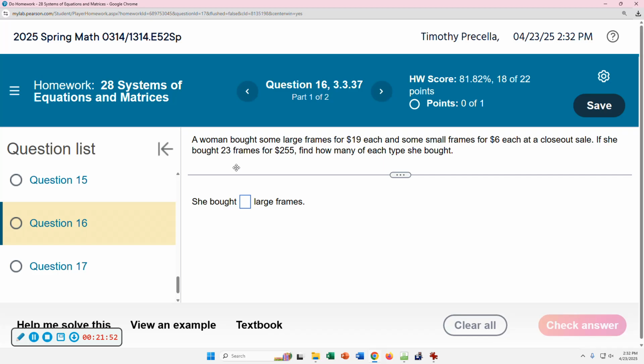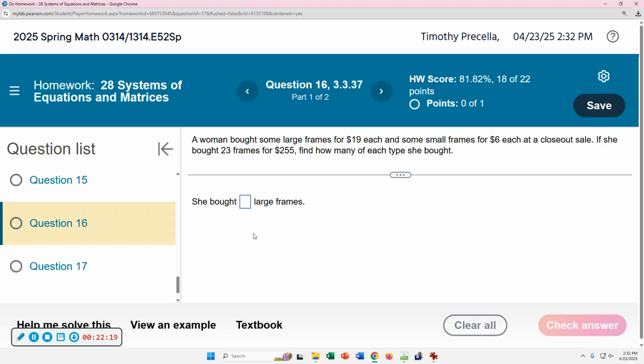But do y'all think it'd be sensible for us to say, well, first of all, what are the unknowns? How many of each type? Find how many of each type she bought. When you read that problem, there are two things we don't know. What are they? The number of frames for each frame. How many large frames she bought, and how many small frames she bought.